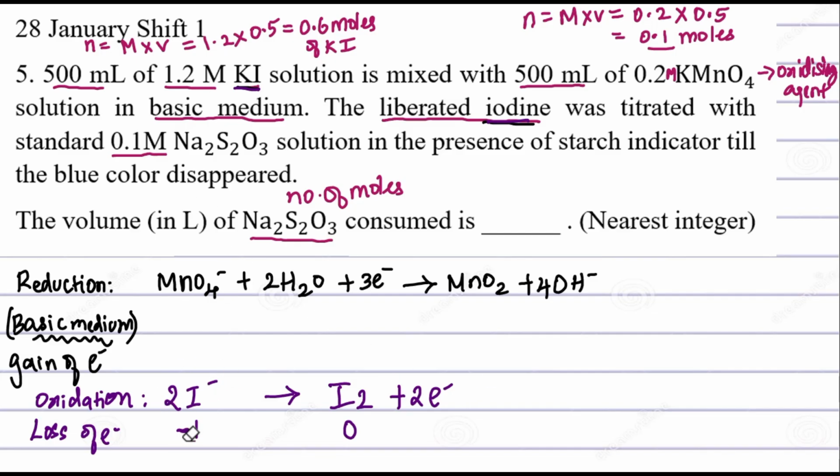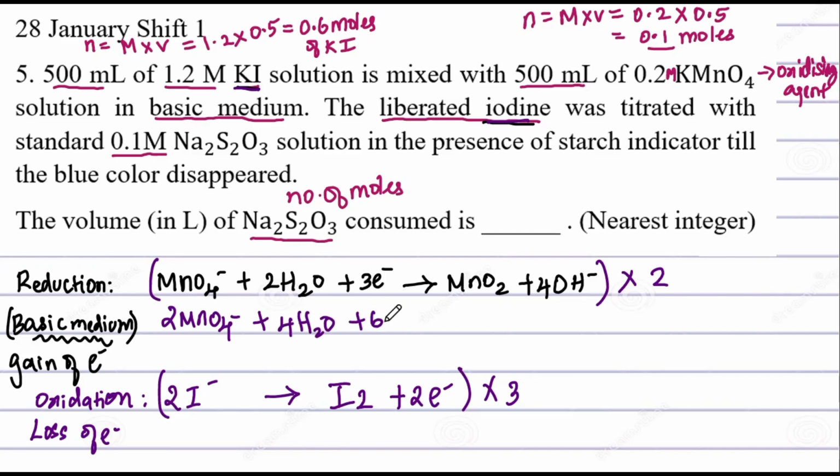So now you have to add the oxidation half reaction and the reduction half reaction. Before that, you have to equate the number of electrons, because in a redox reaction, the number of electrons lost should be equal to the number of electrons gained. But here it is not the same. So multiply the reduction half reaction by 2 and the oxidation half reaction by 3. So here you will get 2MnO4 minus plus 4H2O plus 6 electrons gives 2MnO2 plus 8OH minus, and here you will get 6I minus gives 3I2 plus 6 electrons.